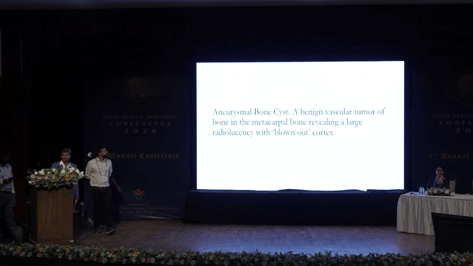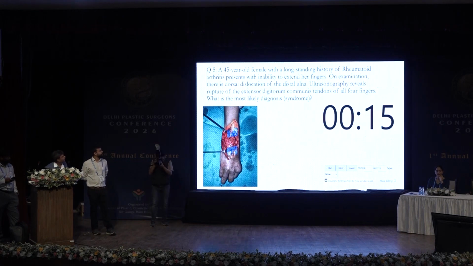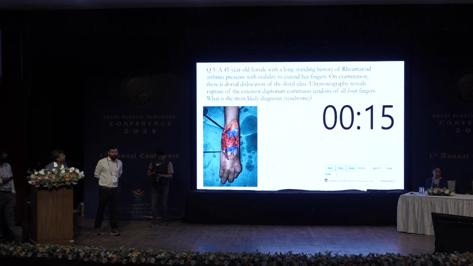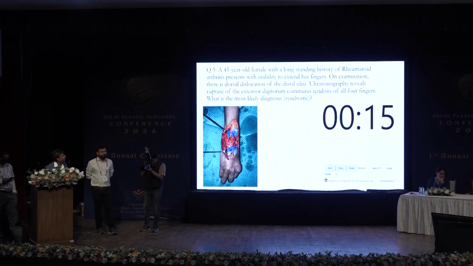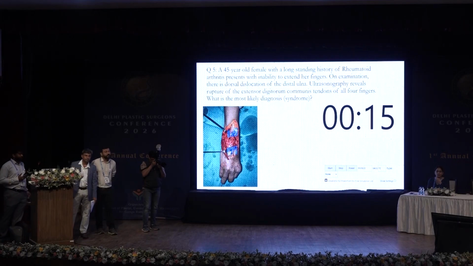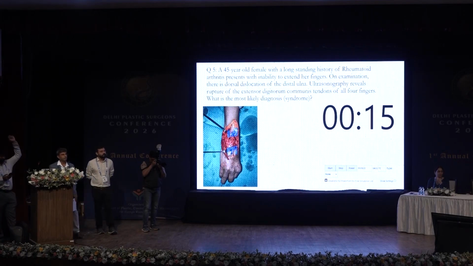Okay, the next question is, a 45-year-old female with a long-standing history of rheumatoid arthritis presents with the inability to extend her fingers. On examination, there is a dorsal dislocation of distal ulna. Ultrasonography reveals rupture of the extensor digitorum communis tendons of all fingers. What is the most likely diagnosis? Any team? Team A. Sir, Vaughan-Jackson syndrome. Yes, that is the correct answer.